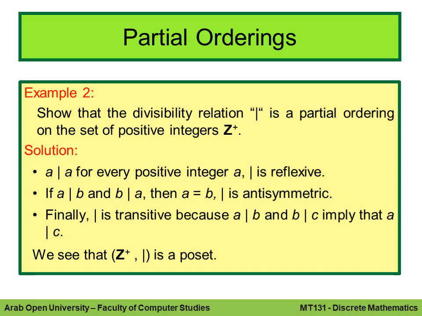Also, the transitive property follows from one of the rules we looked at when we studied division. If A divides B and B divides C, then A divides C. That is the transitive property. Then Z plus with the relation divide is another example of a poset, a partially ordered set.